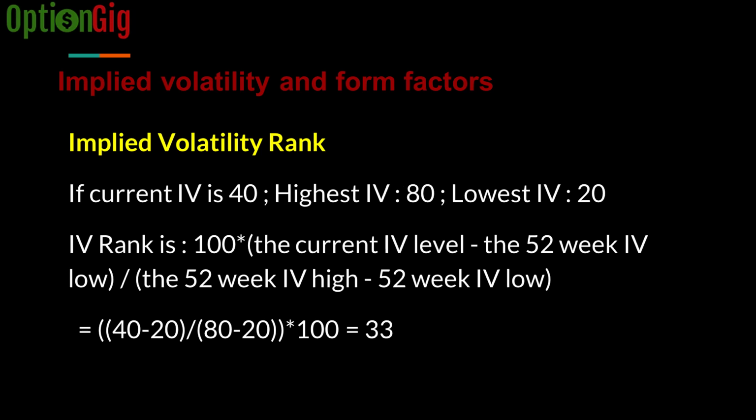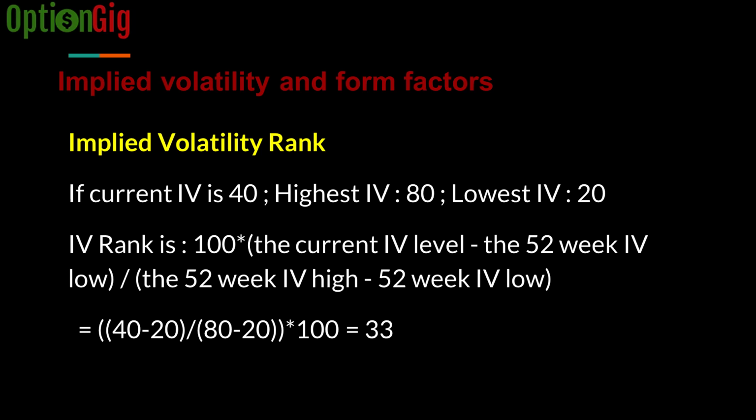Let's take an example. Let's say the current absolute value of IV is 40. The highest IV over the past 1 year has been 80 and the lowest IV has been 20. In this case, the IV rank is, if you see the formula, the current IV minus the 52 week low IV, divided by the 52 week high IV minus the 52 week low IV. So that turns out to be 33.